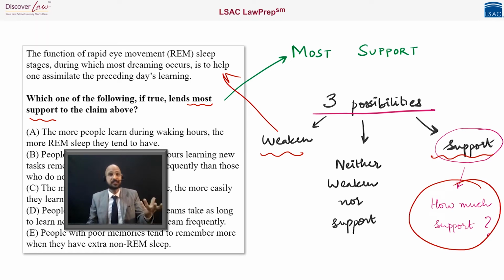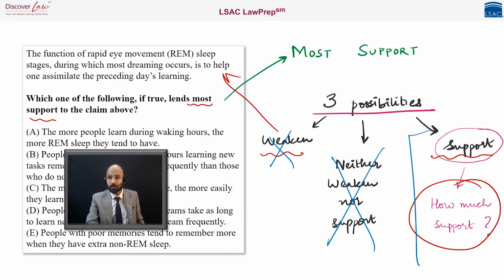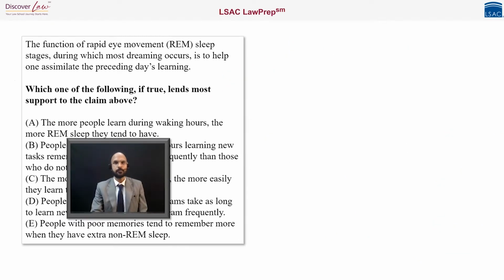So the first kind of options that you can eliminate are, of course, those that weaken. You definitely don't want them. If it is irrelevant, again, you don't want them. And then you can choose the best out of those that actually support. Let us go ahead and see it in some detail. Right, let's read the claim together.